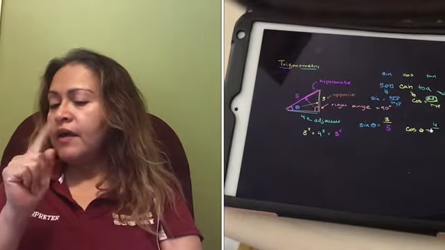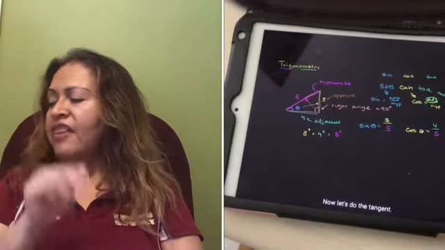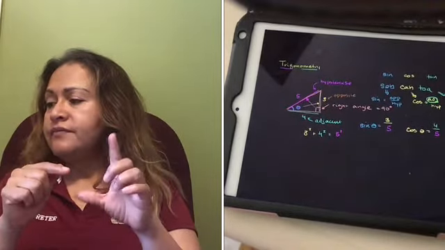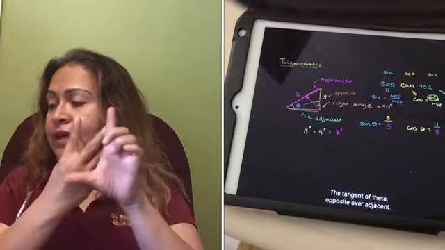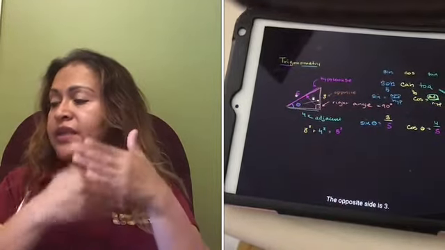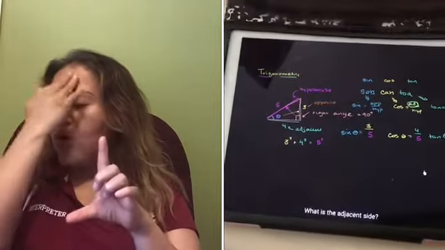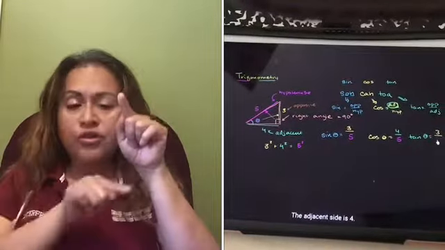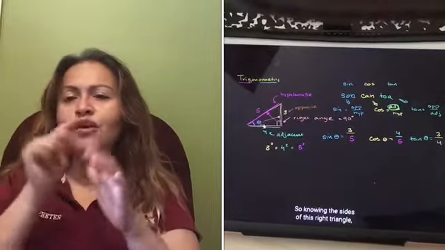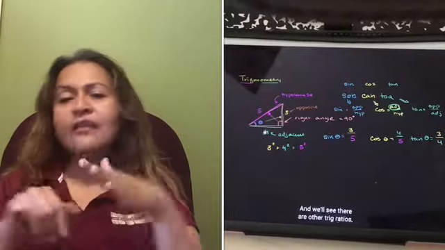The tangent of theta. Opposite over adjacent. The opposite side is 3. What is the adjacent side? We already figured that out. The adjacent side is 4. So knowing the sides of this right triangle, we were able to figure out the major trig ratios. And we'll see there are other trig ratios, but they can all be derived from these 3 basic trig functions.